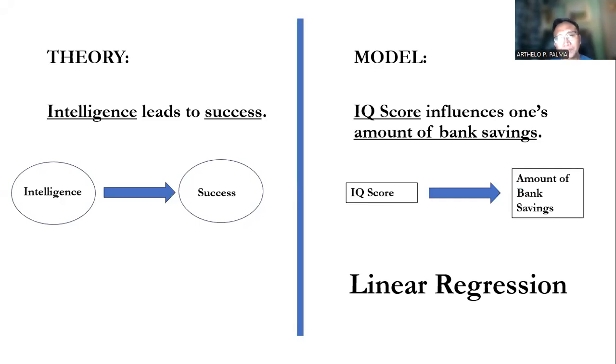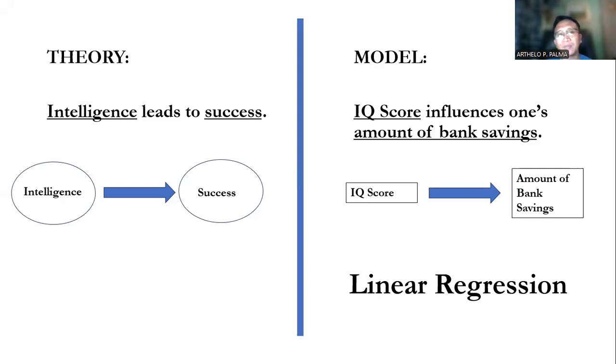Now, let's go back to the theory and the model associated with it. Look at this. You can see that linear regression can be used here in our model, coming from, of course, the theory, which says that intelligence leads to success, as the basis for this model.